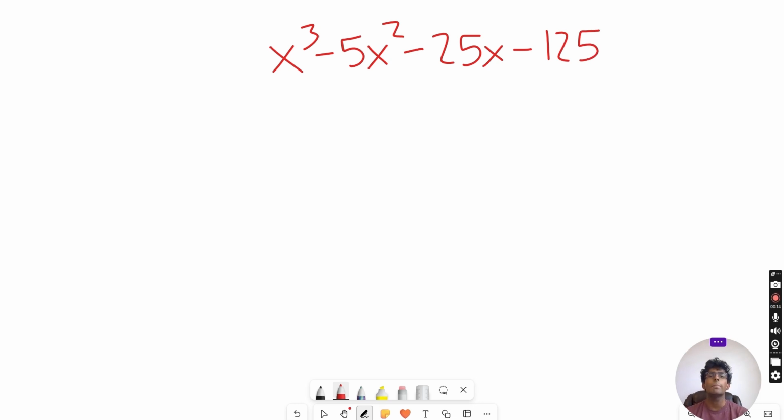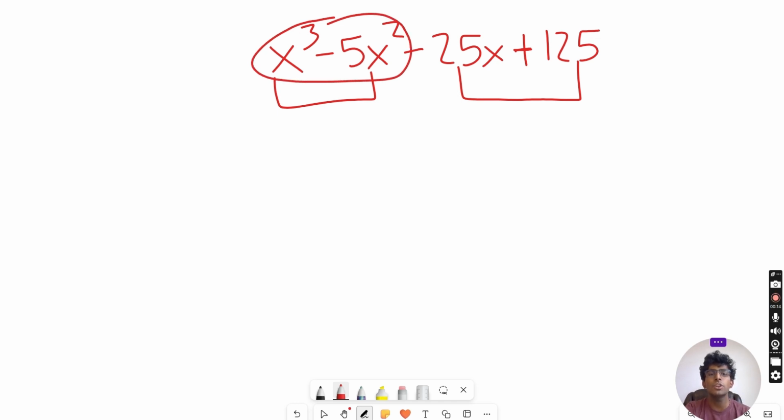Okay, so basically what we're trying to do here is this. No, this would actually be a plus. Okay, so what we're going to do is split this up into two terms, two groups of two, basically. And we're going to try to find the greatest common factor in x cubed minus 5x squared. Well, it'd be x squared. So it'd be x squared times x minus 5. That makes sense. We're pulling out an x squared, so we're left with 1x and then minus 5.